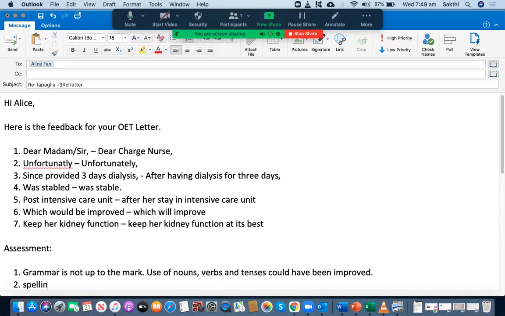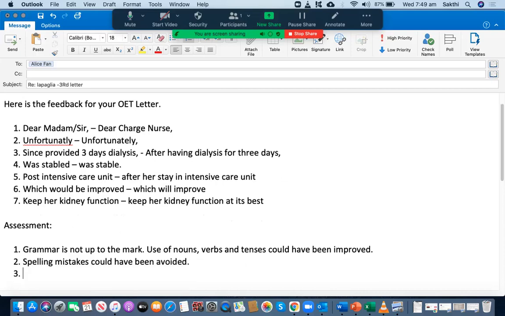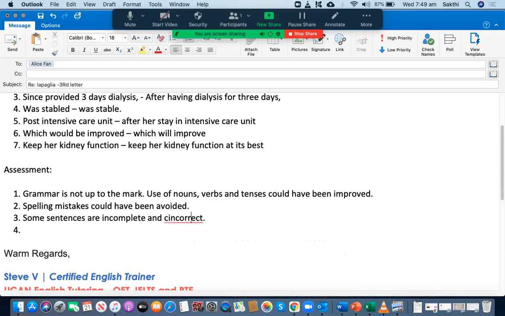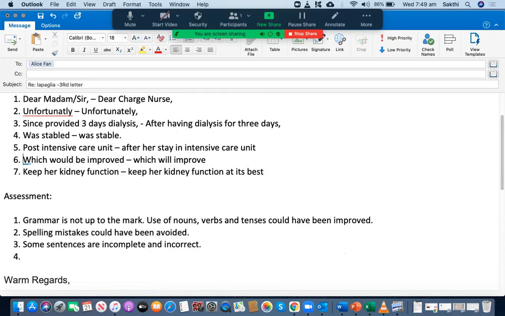And then spelling mistakes could have been avoided. The reason is that if you commit a spelling mistake, it is going to affect your score. All right, so it's not good. Some sentences are incomplete and incorrect, so it's better to proofread your letter and identify what kinds of mistakes you have committed, particularly the use of nouns and verbs needs to be correct, okay, accurate. All right. Yeah, apart from that, you haven't committed major mistakes.